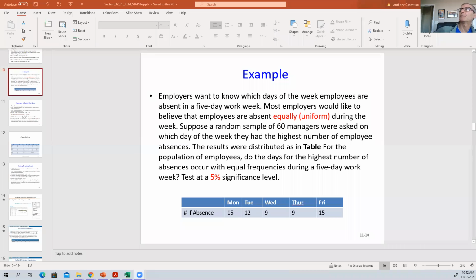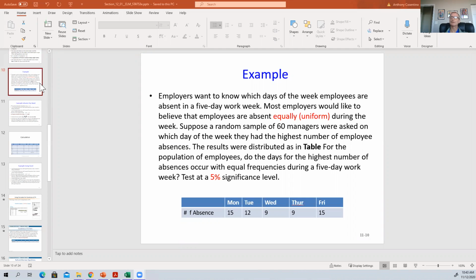Just to refresh your memory, this was our problem. Employers want to know which days of the week employees are absent in the 5-day work week. They took a sample of 60, and the observed values are what's in the table. We're going to see if it fits what we call a uniform distribution, which implies that the same number of absences occur each day.